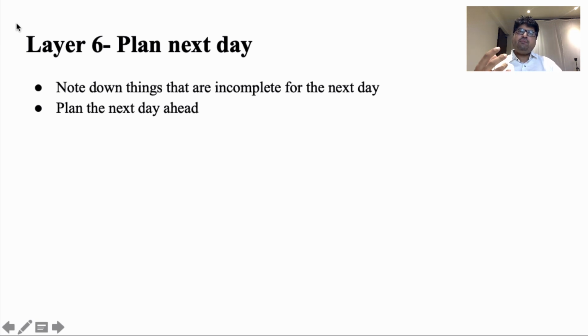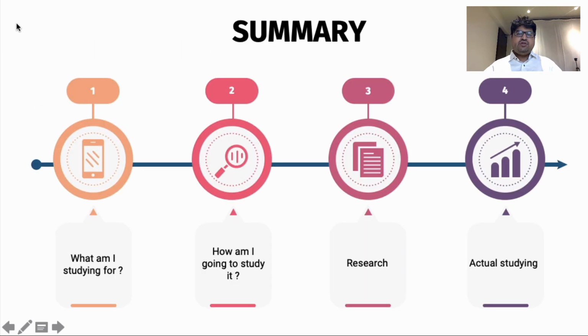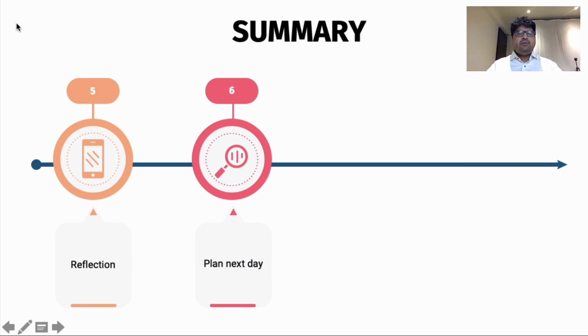So it's always very important to plan your day one day ahead instead of waiting for that day. Okay, so this is how you do your planning of the study. So to summarize, in the morning time or in the early time, you first write what you are studying for, how you are going to study, collect all your information, do your research, then do the actual studying, right? In the evening, do the reflection and then plan your next day ahead.